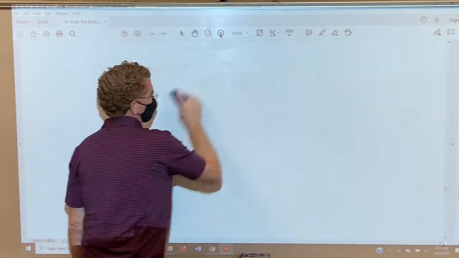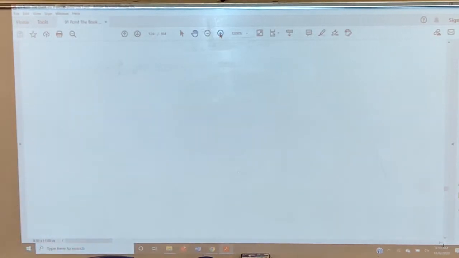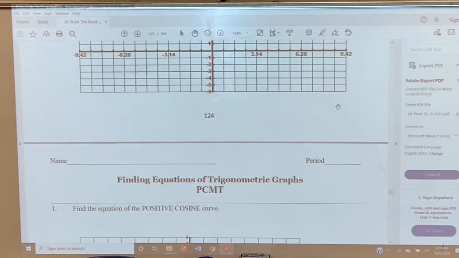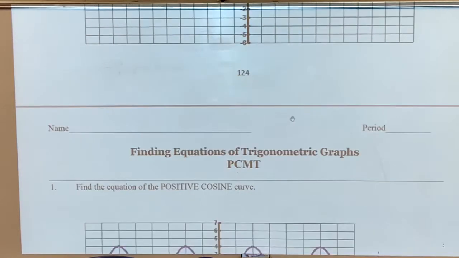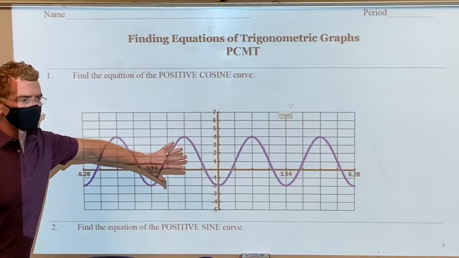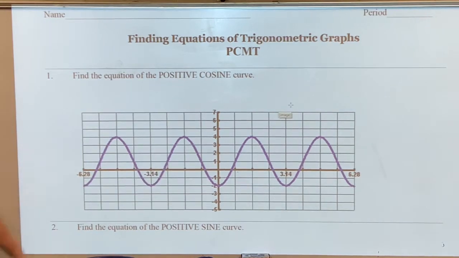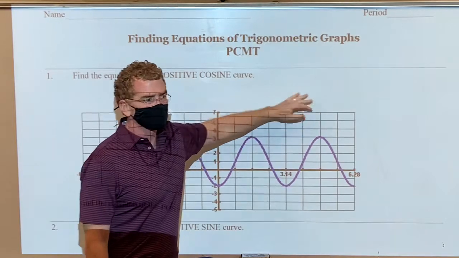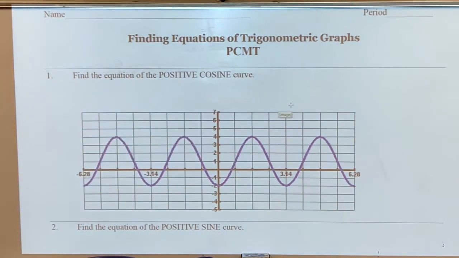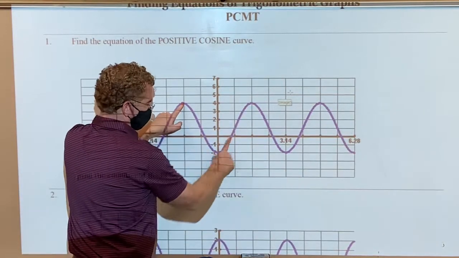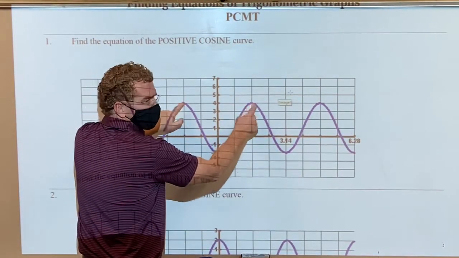All right, let's take a look at today. We did this last year, so hopefully you'll recognize it and won't have too many issues. So we're going backwards today. I'm going to give you the graph of an equation. I know I said find the equation of the positive cosine, but a positive cosine starts where? High and ends high. So that could be a positive cosine curve that you could be basing your equation on.